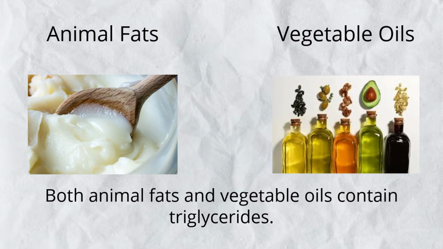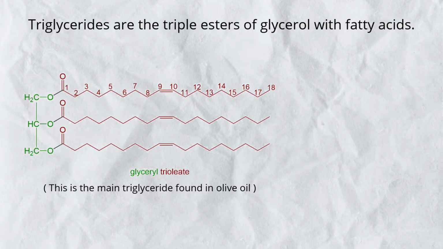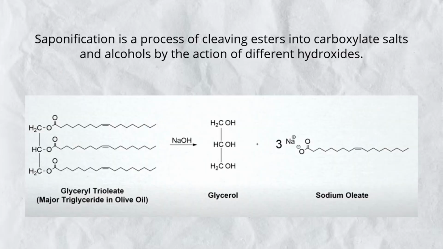Both animal fats and vegetable oil contain triglycerides. The triglycerides themselves are triple esters of glycerol with fatty acids. Glyceryl trioleate is mainly found in olive oil. Because the ester bonds are really sensitive when adding a solution of sodium hydroxide, the triglyceride splits apart into glycerol and three sodium salts of the respective fatty acids that made up the triglyceride.